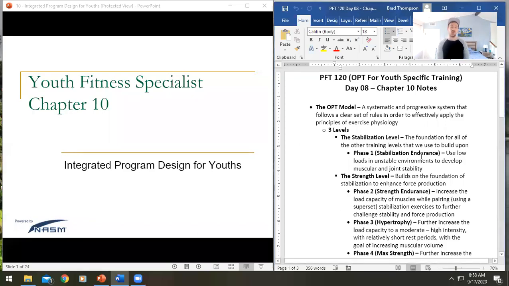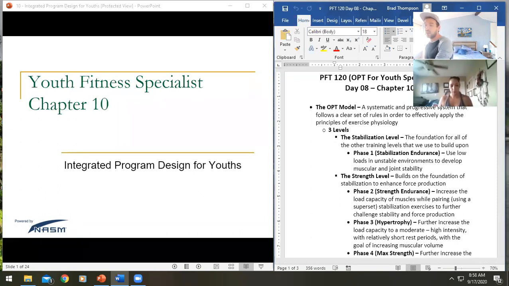Okay, so today we are looking at chapter 10. This is integrated program design for youths, but at the same time, it's kind of just integrated program design for anybody because that's our priority. So with youths, we would primarily spend our time in phases 1, 2, and 5. That's how we would do things if we were just training an actual youth.